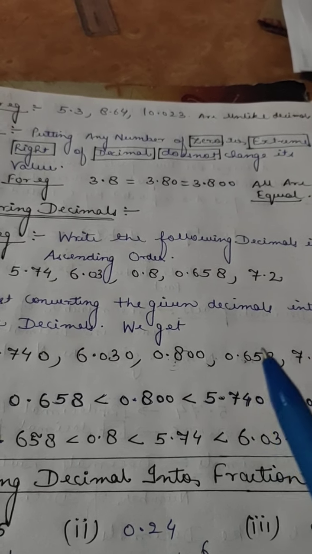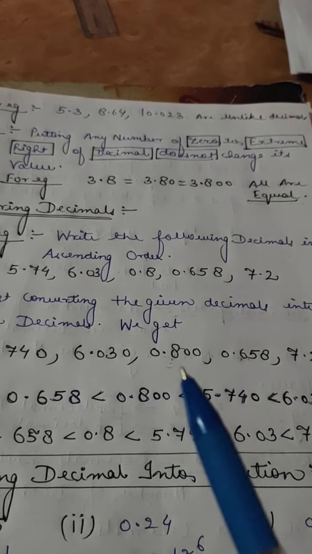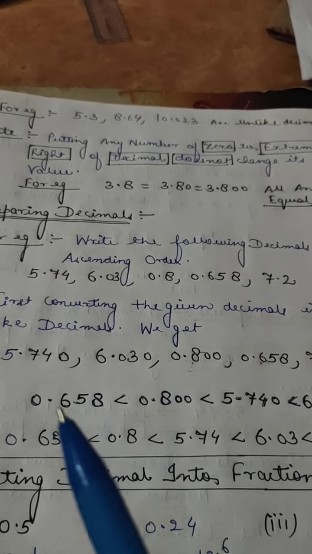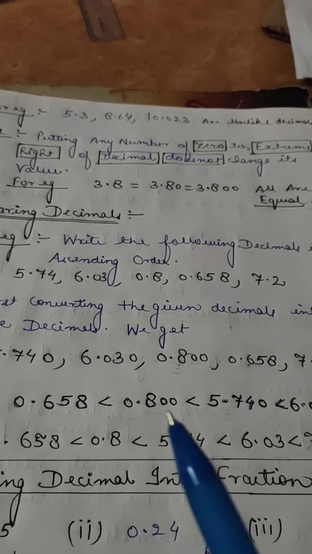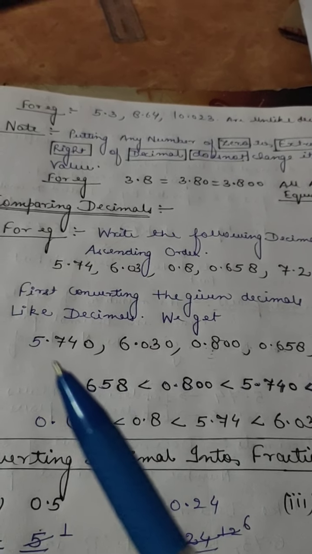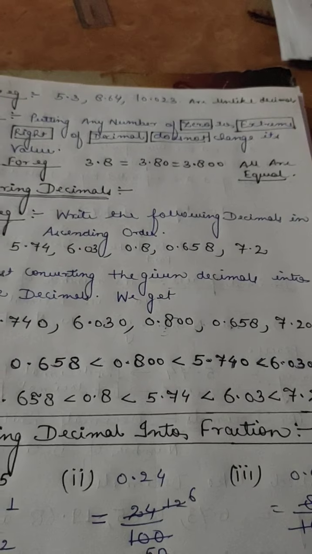6 is smaller. So this decimal is smaller as compared to this one. So we have written 0.658 as the first decimal. After that we have written 0.800. Then again we have to compare the remaining 3 decimals.